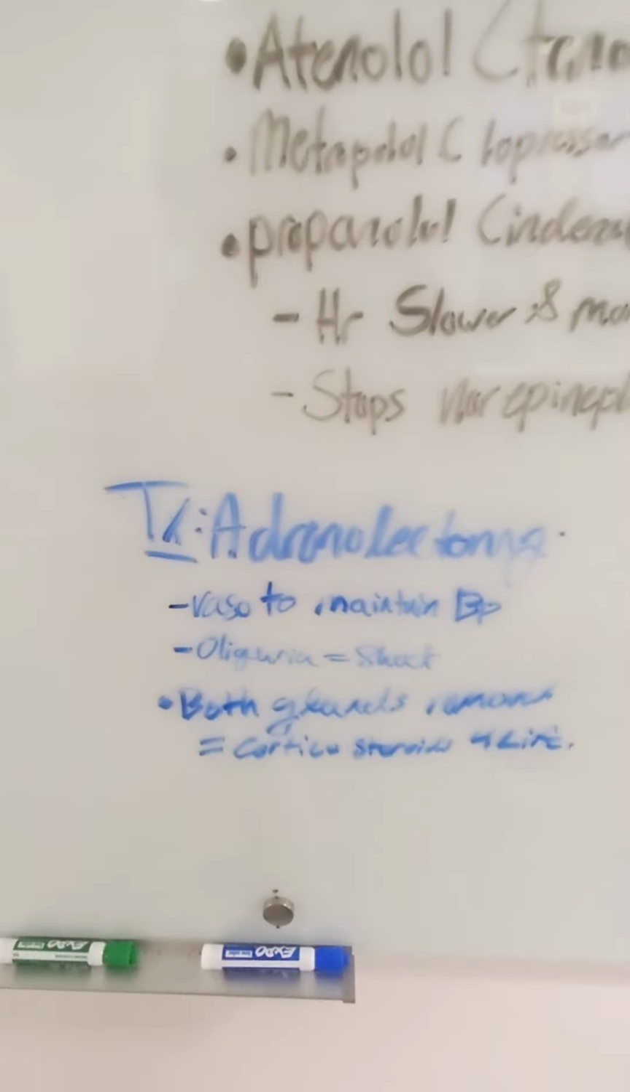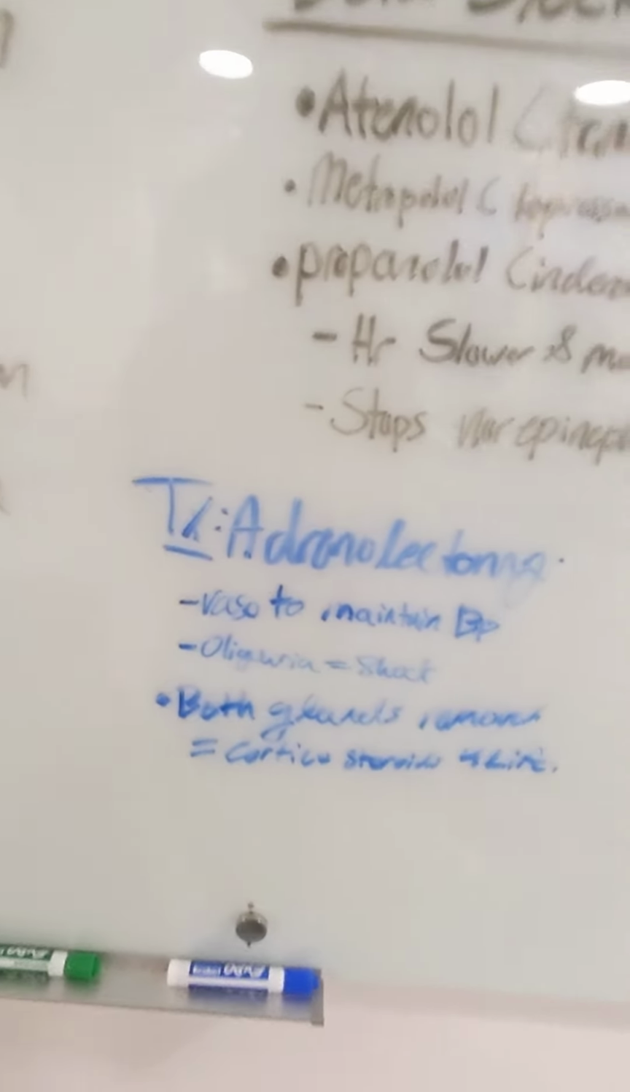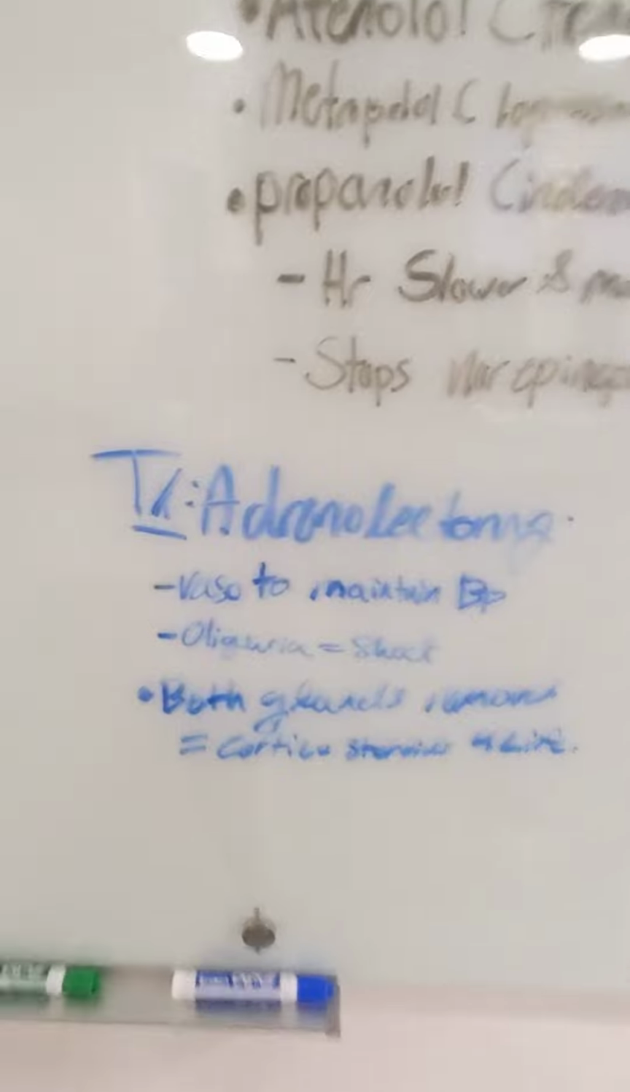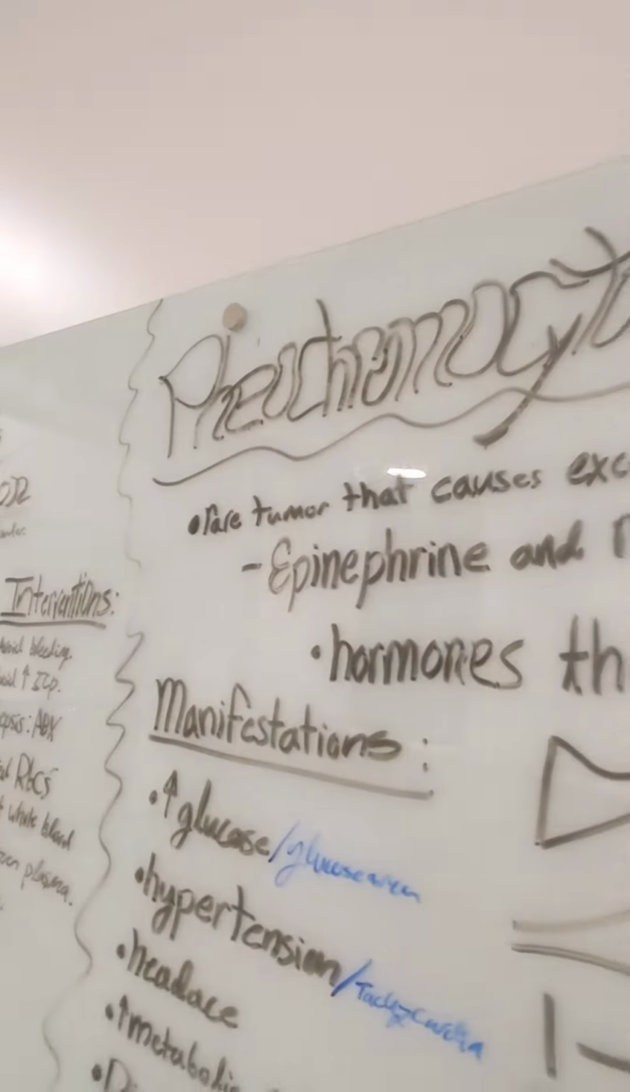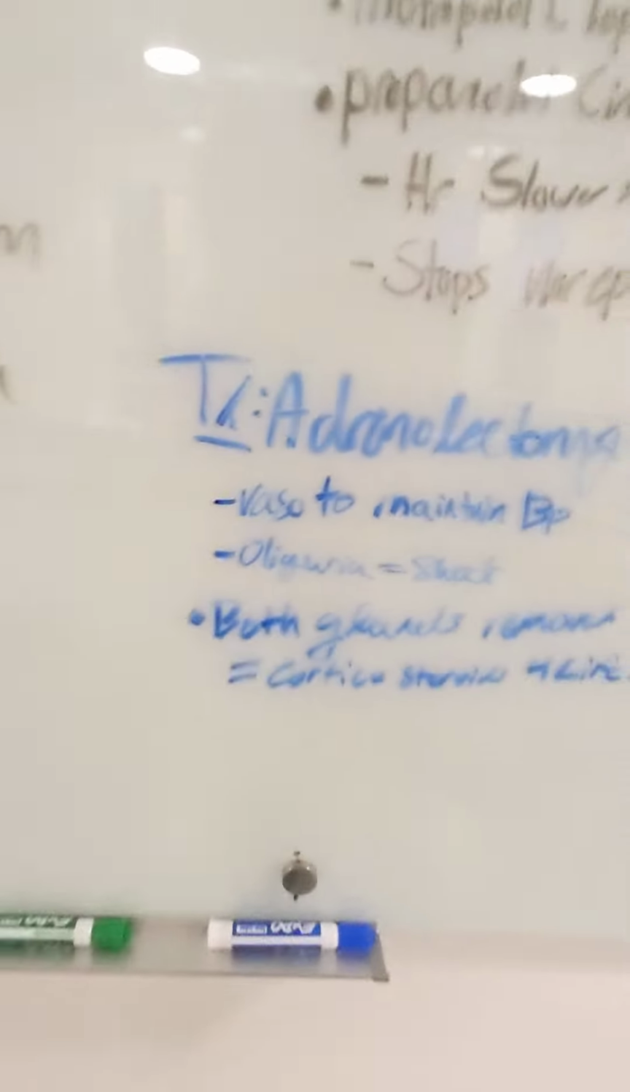Now, treatment for pheochromocytoma is vasopressors to maintain blood pressure. They have a low blood pressure, gonna give them that vasopressor, and it's gonna press that blood pressure up. Now, if you see oliguria with pheochromocytoma, that means they're in shock, so you gotta do something about that. Both glands can be removed.